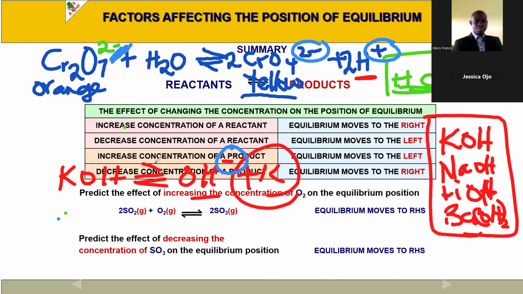Then OH- will not go and react with CrO4 2-. The same charges, so it will repel. Water has no charge. Even though it has partial charges, it's polar, it won't go and meet that one. The easiest one is H+, which has the opposite charge. So once it reacts with that, it has decreased the concentration of the product. Then it moves the position of the equilibrium forward.